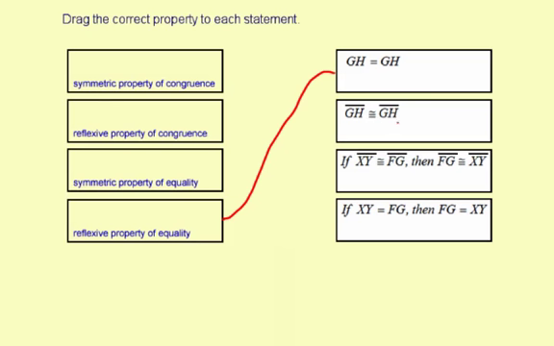Segment GH congruent to segment GH. It's a reflex that the segment is congruent to itself. So that's reflexive property of congruence.